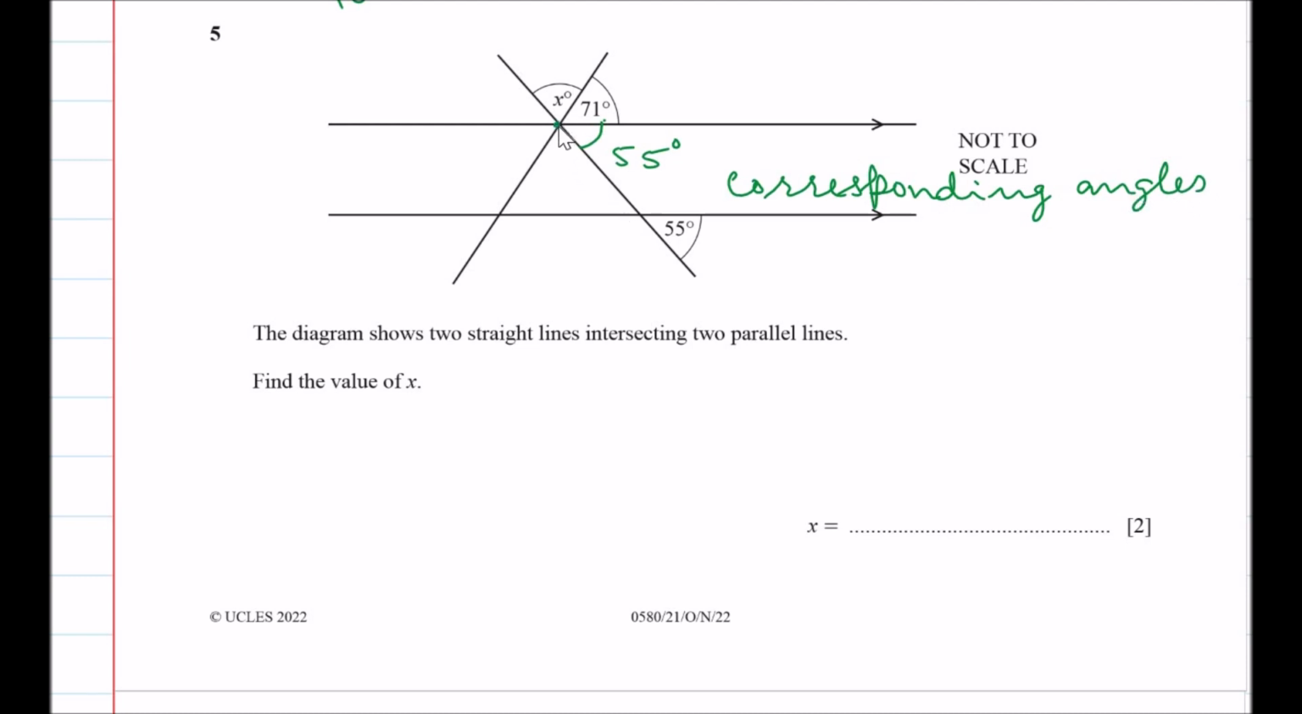Now, angle at this point you can see X, 71 degrees and 55 degrees. These angles are on a straight line, so they should add up to 180 degrees. So we can write X plus 71 plus 55 is equal to 180. If you solve for X, we get 180 minus 126, and that is equal to 54. X equals 54.